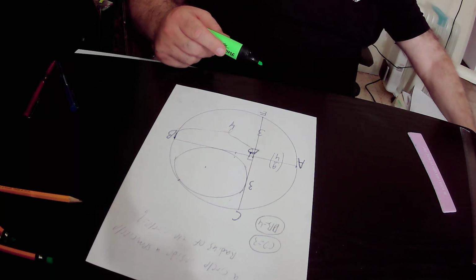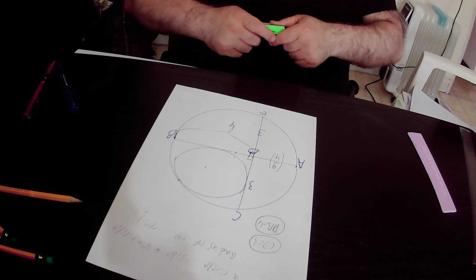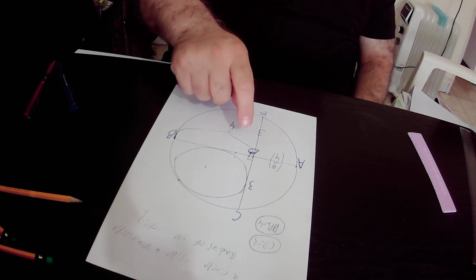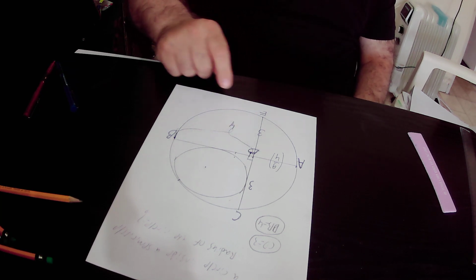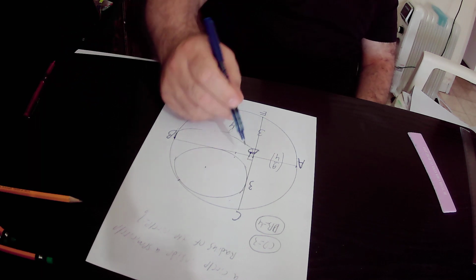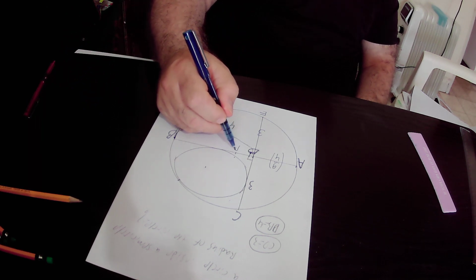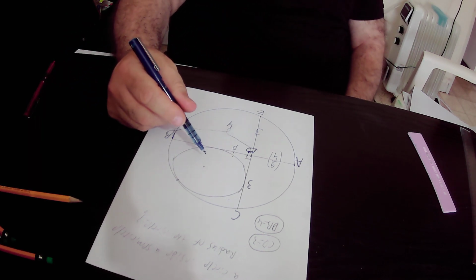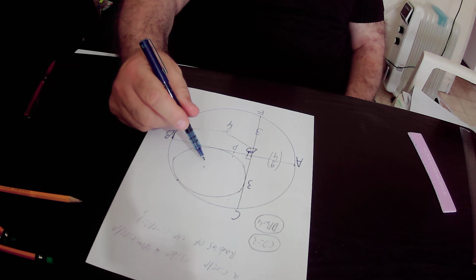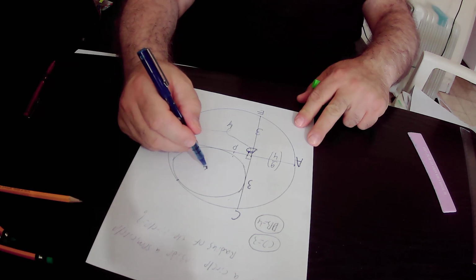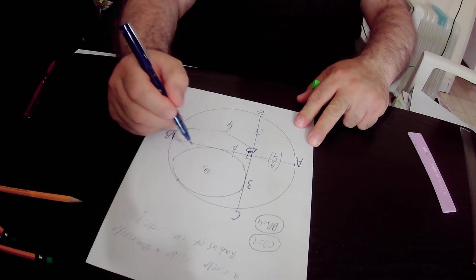In the next step, we will define the center of this circle and the semicircle as point P. And we will also define the center of this small circle as point Q. Okay?